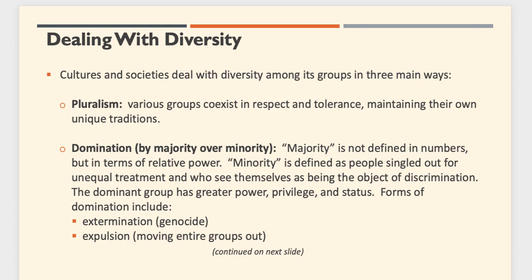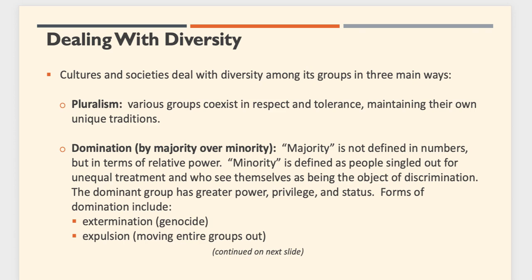The minority then is also not defined by numbers, but really, again, is defined by the relative power of members of the group, and is defined as people singled out for unequal treatment who see themselves as being the object of discrimination. The dominant group has greater power, greater privilege, greater status. In this particular way of seeing things, there are 4, 5, 6 different forms of domination, going from one extreme to another.